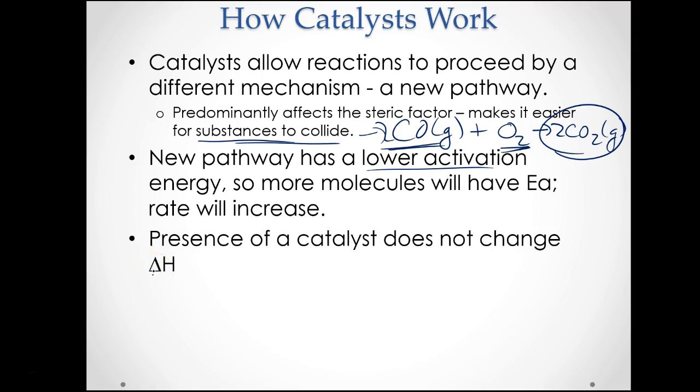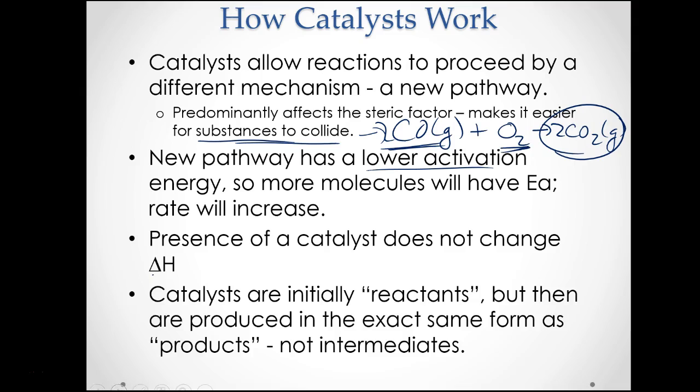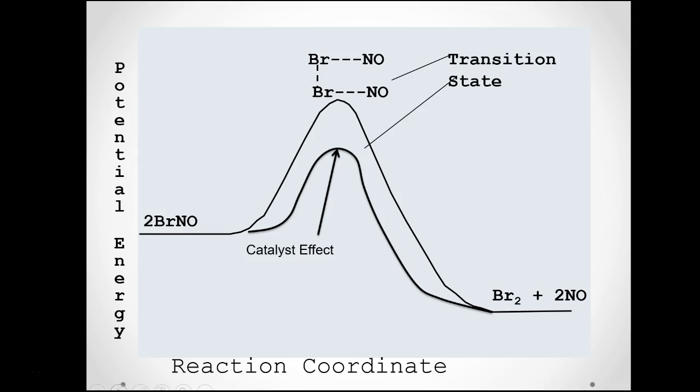All it does is change the hill, makes the hill smaller. Catalysts are initially listed as reactants, but then they're produced in the exact same form as products. They're not intermediates, and I'll talk about what a mechanism looks like in a minute. So what a catalyst does is it literally changes the height of the hill. It doesn't change where you start, and it doesn't change where you end. All it does is make the hill smaller, and it lowers the activation energy. For a catalyst it is much lower.